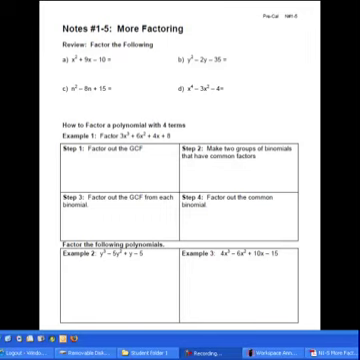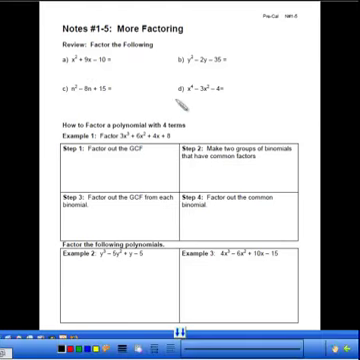Let me get a mouse going, hopefully, and a pen. There we go. Try that pen right there.